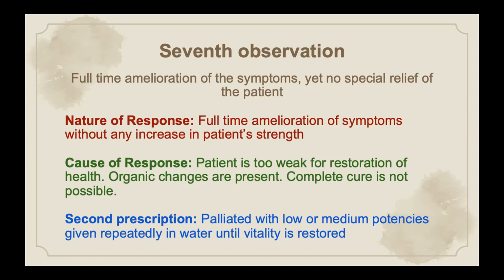Same thing, I had a patient who came to me, and by the time he came, he had 2 heart attacks and about 6 stents placed. In that case, he has to be on certain allopathic medications. There was no way he could get off of them, because even at that point, homeopathy can only do so much. So this is really important: on the remedy, they can get a certain amount of amelioration, but they will not increase in strength. There is this glass ceiling. The patient is just too weak for restoration of health because organic changes are present, and we must realize that complete cure is just not possible.